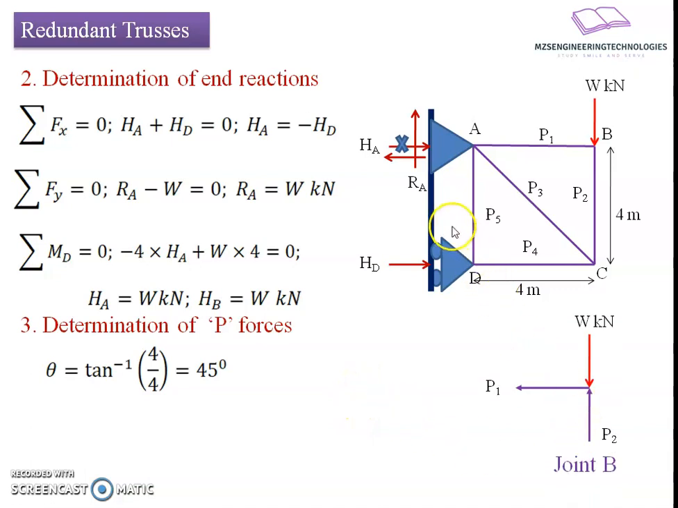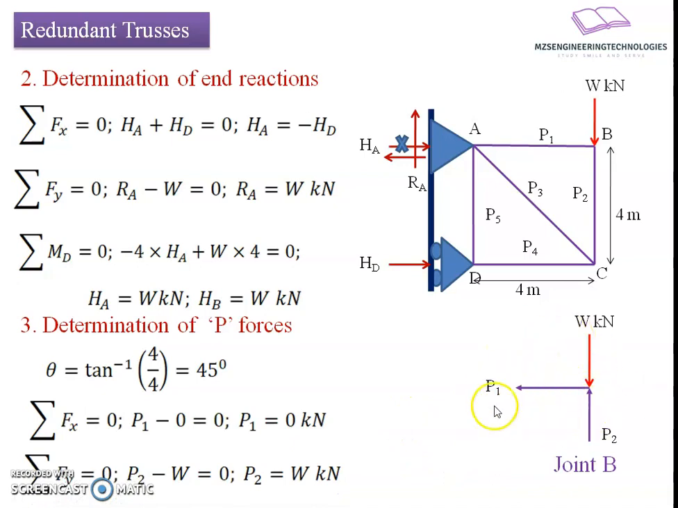Now I will apply joint by joint analysis here. To begin with, we will start with joint B. If we prepare the free body diagram at joint B, we have three forces: W kilonewton going downward, P2 in member BC, and P1 in member AB. Now if we write the static equilibrium equations for this free body diagram, summation of Fx equals 0, P1 minus 0 equals 0. Since there is no horizontal force, P1 comes to be 0 kilonewton, meaning member AB will have 0 force. Whereas in the vertical direction, we have the member force P2 going upward minus W, the vertically applied load, so P2 results to be W kilonewton in compressive nature.